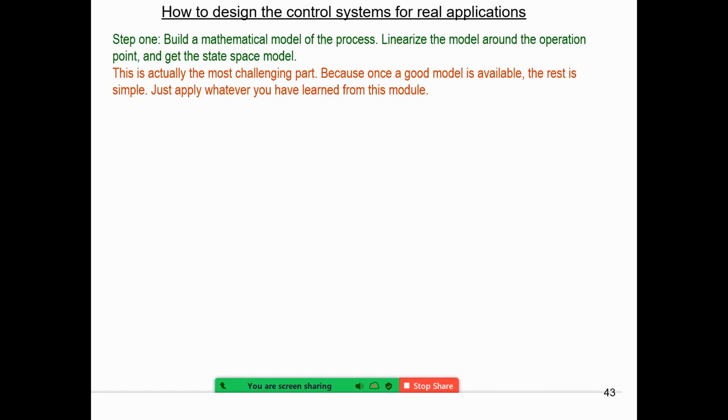But of course, to get the original state space model, the original nonlinear model of the plant, in many problems that could be the most challenging part. Because once you have the model, there are many things you can do. But how do you get that model first?